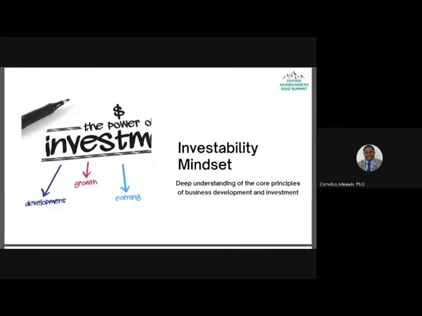Number one, developing an investability mindset. Great companies are investable companies. I don't know how to repeat that more. Investable companies. Which means there is a need for deep understanding of the core principles of business development and investment.